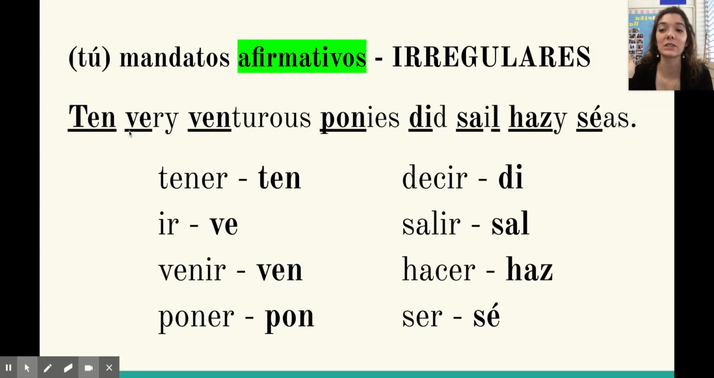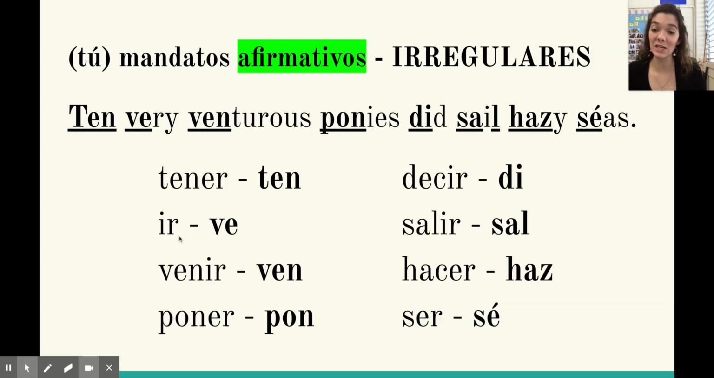Ten for tener. So if I want to tell somebody, have the cookie, okay, kind of like eat, but I would just say ten. I don't say tiene, right? Tiene is the third person singular present tense form, but I don't say tiene, I say ten. Okay, that is the irregular affirmative.